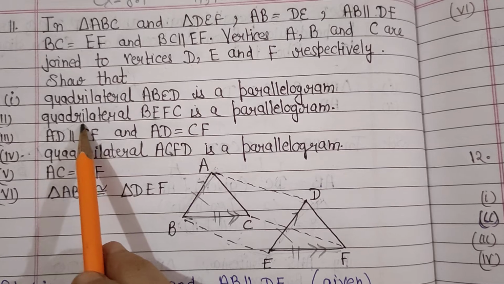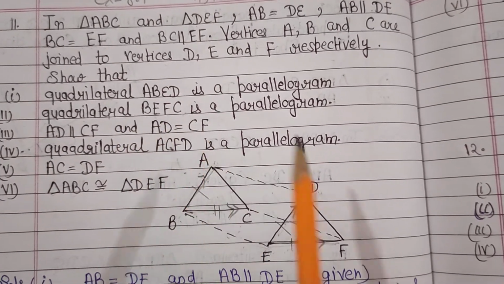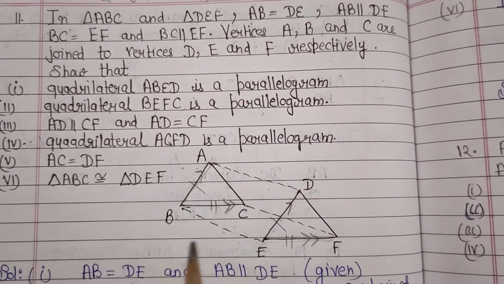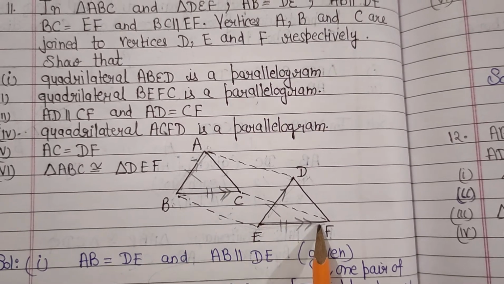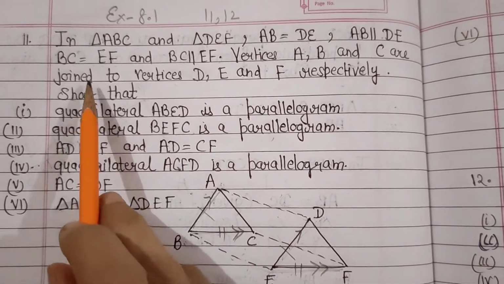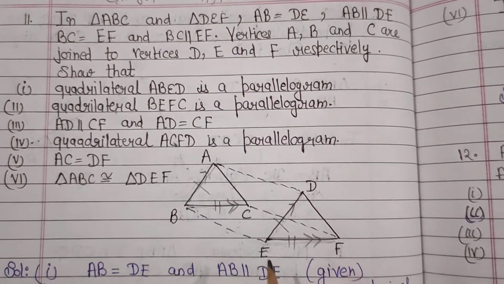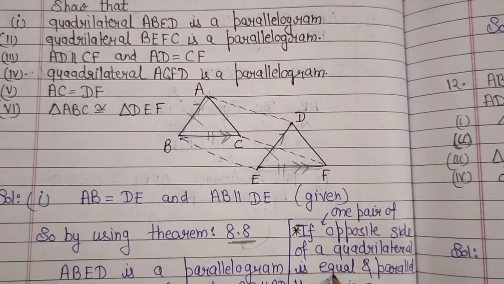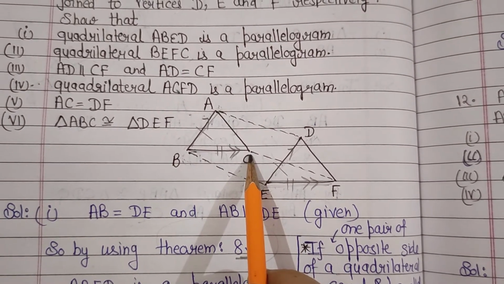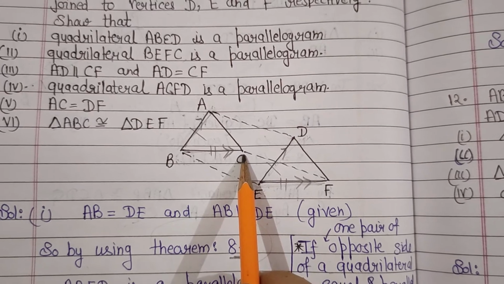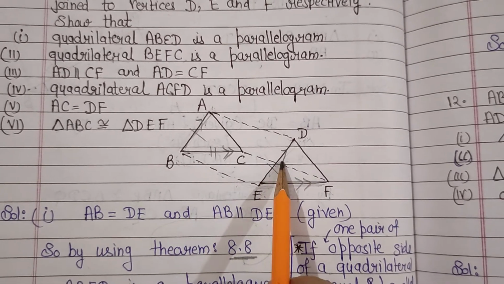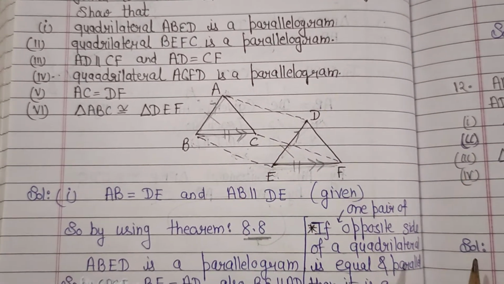Now for the second part, the quadrilateral BEFC. It is also a parallelogram. We have to show this. Now see again, BE is equal to EF and BE is parallel to EF. It is given to us in the statement. Now again by using the same theorem, we can say BEFC is a parallelogram. Now again, what about the other pair of opposite sides? That is also equal and parallel.